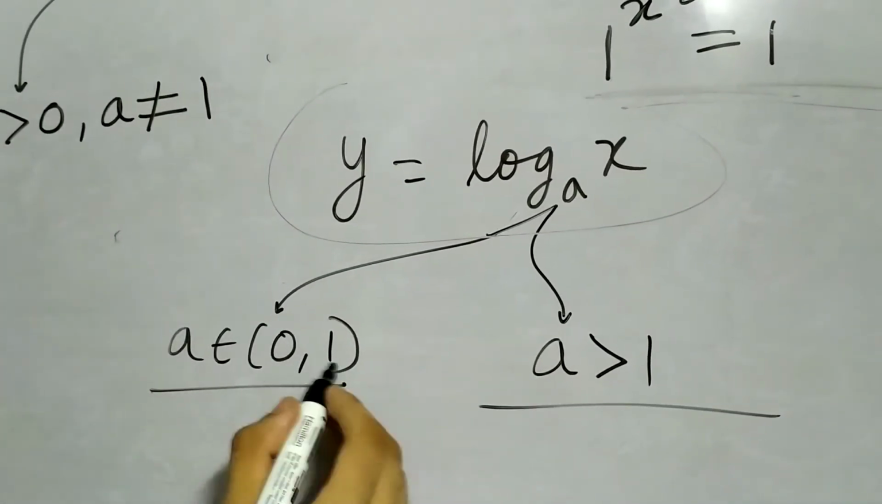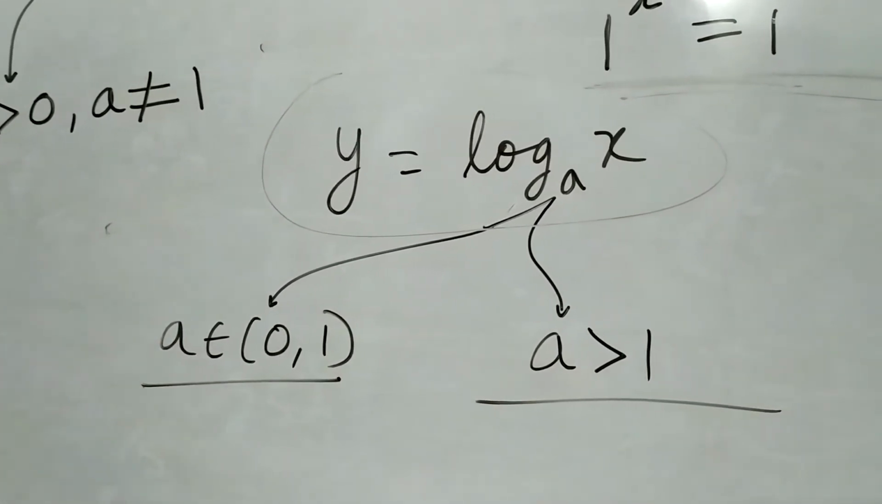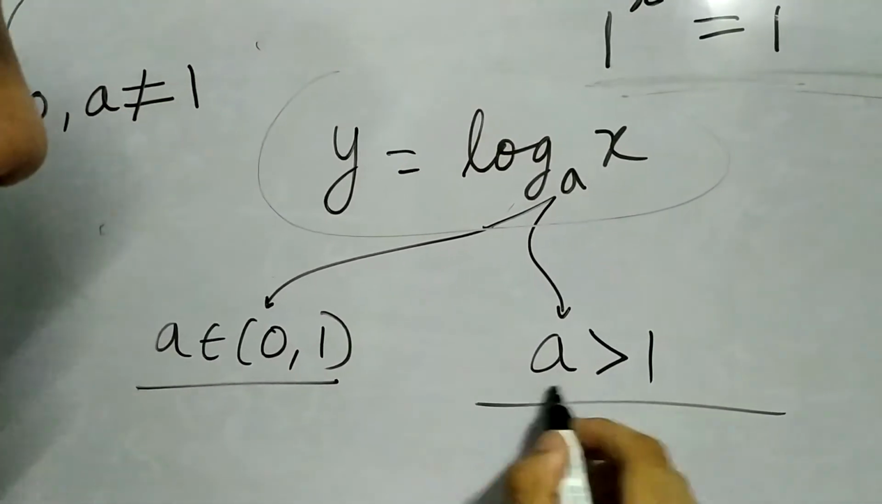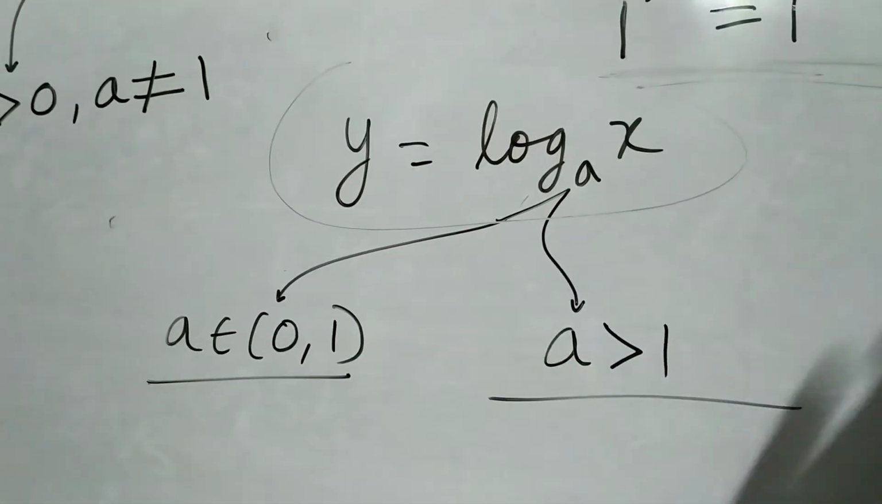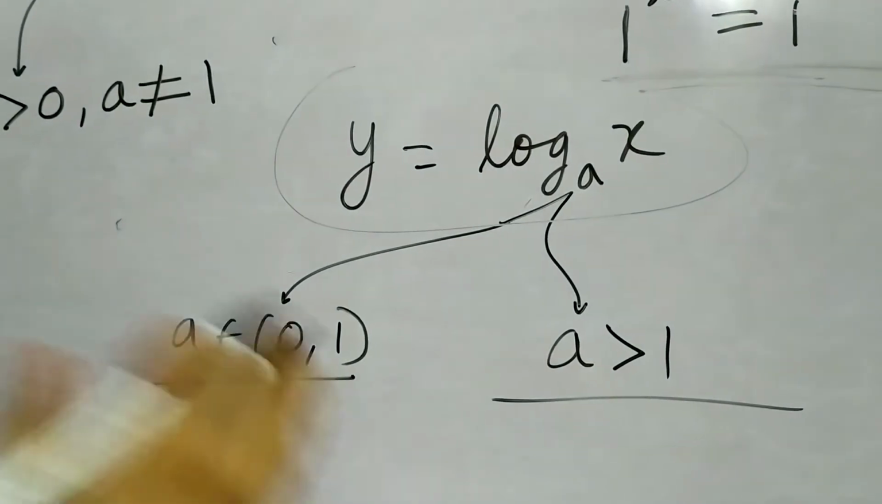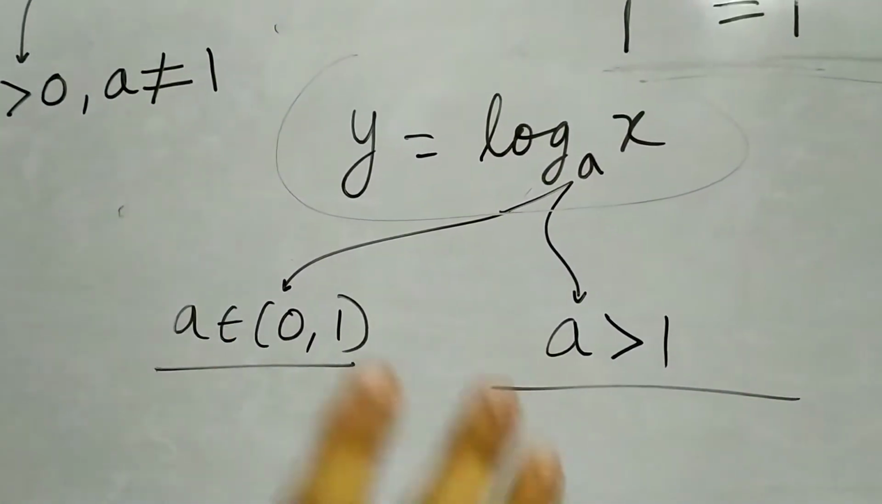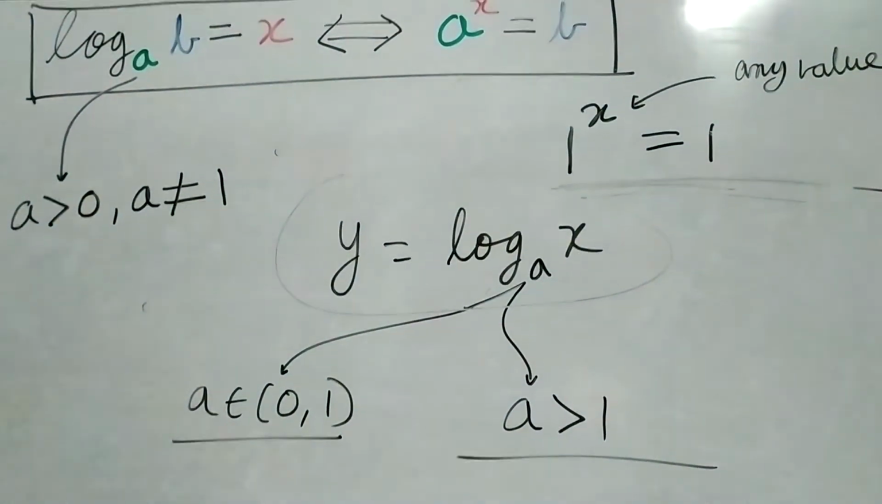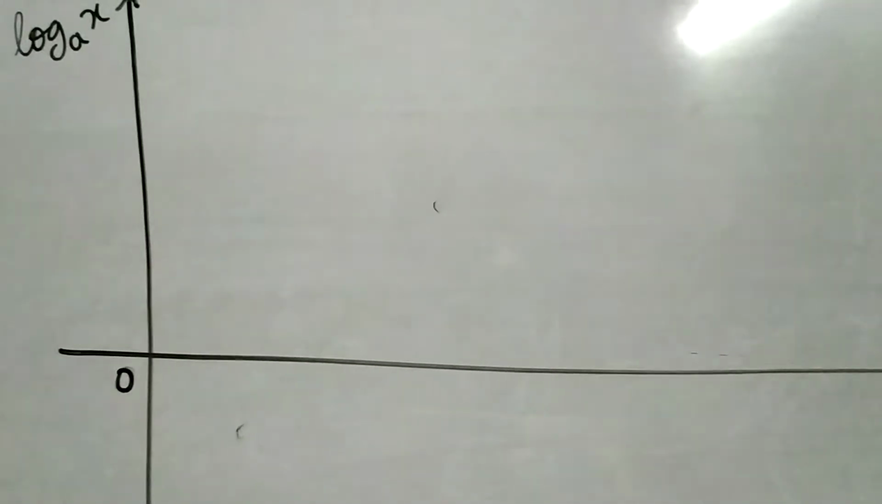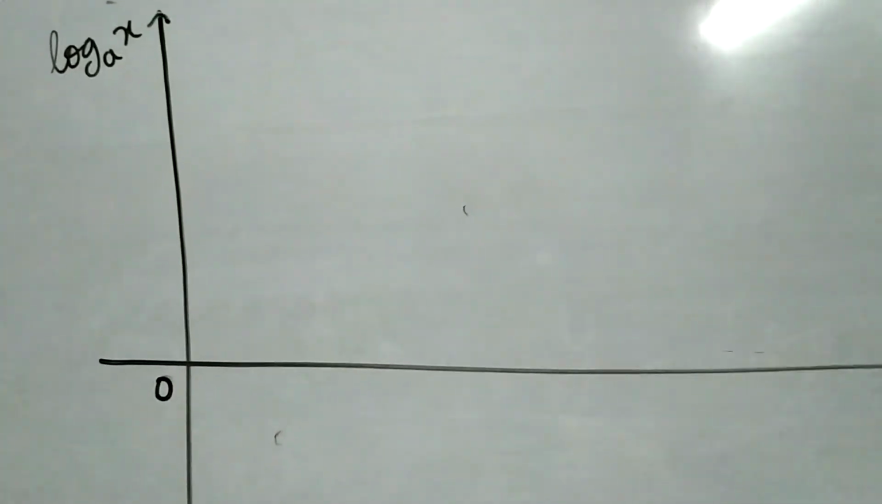So if we fix a to be something between 0 and 1, the graph changes, and if we fix a something greater than 1, say 3 or 5 for example, the graph will look very different. Pause this video to think why that will be the case. So here we are trying to plot the log a x versus x graph.